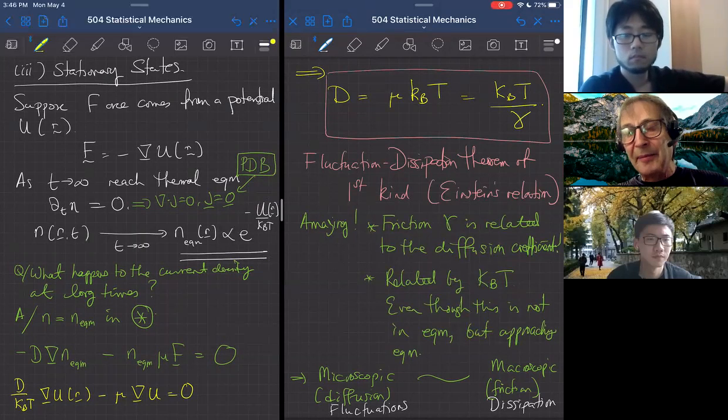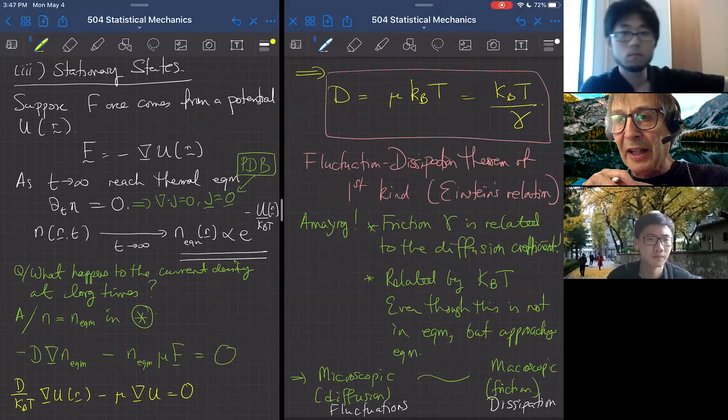Okay, so I'm going to end there. So next time we'll talk more about this connection. We'll talk about another way of seeing this fluctuation-dissipation connection, but using the Langevin description.